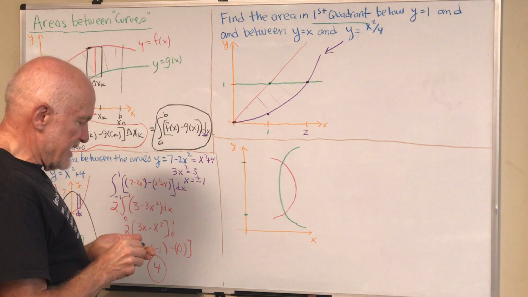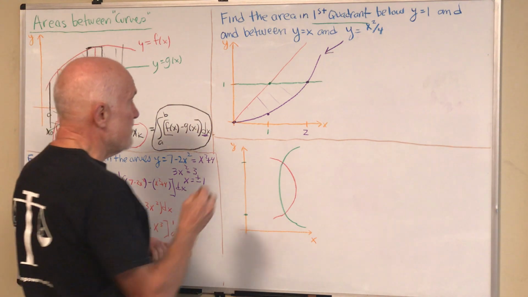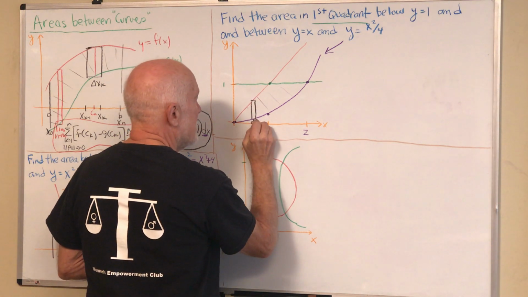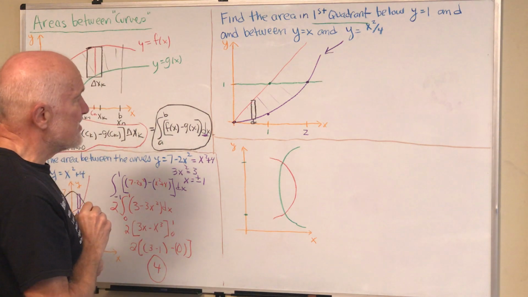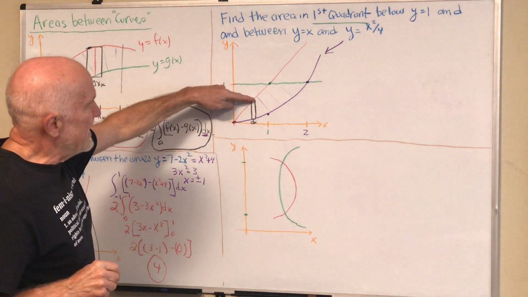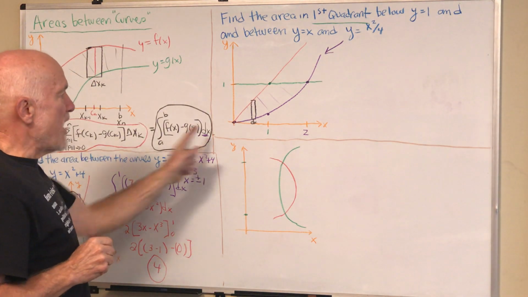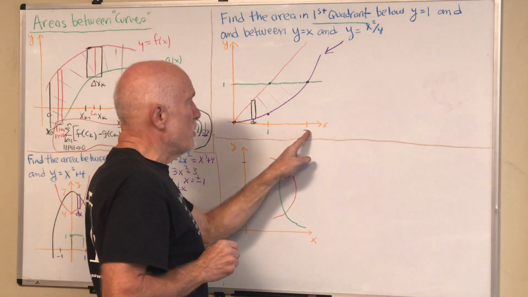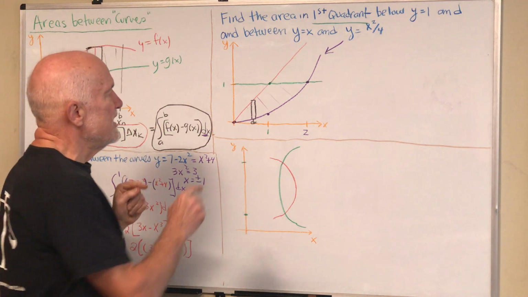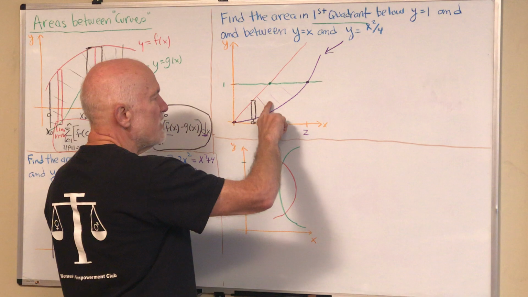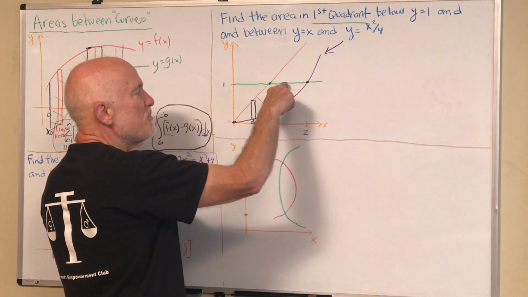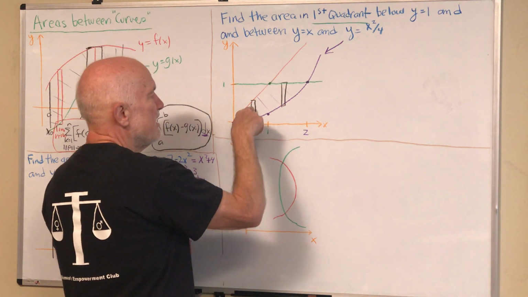So I'm going to go and make my rectangle. So here I go and say, that's my rectangle, and it's up and down, so I'm going to go, the width is dx, and the height is the bigger value minus the smaller value. Red minus purple. From where to where? From 0 to 2. Ooh, or be careful. Is it really from 0 to 2? What happens once you get to x equals 1? Your rectangle actually changes. Now it goes between green and purple, not red and purple.